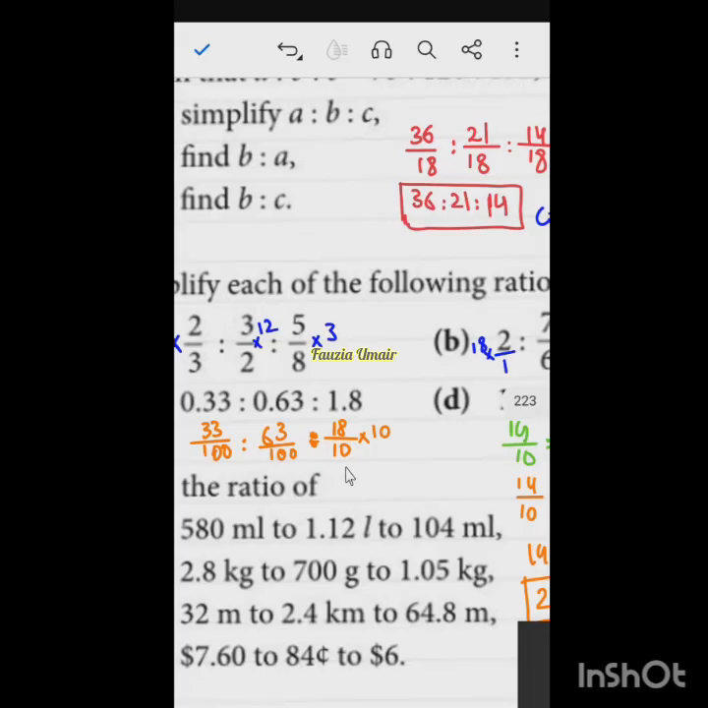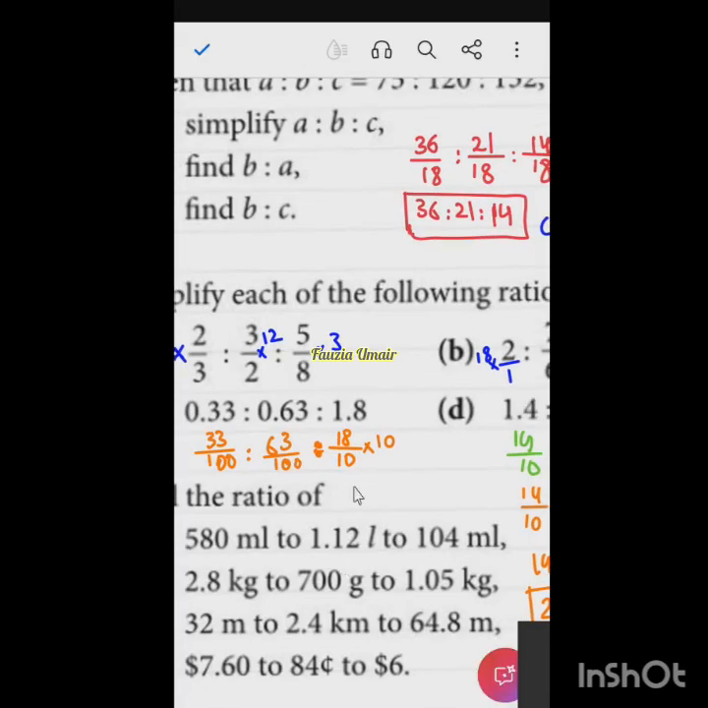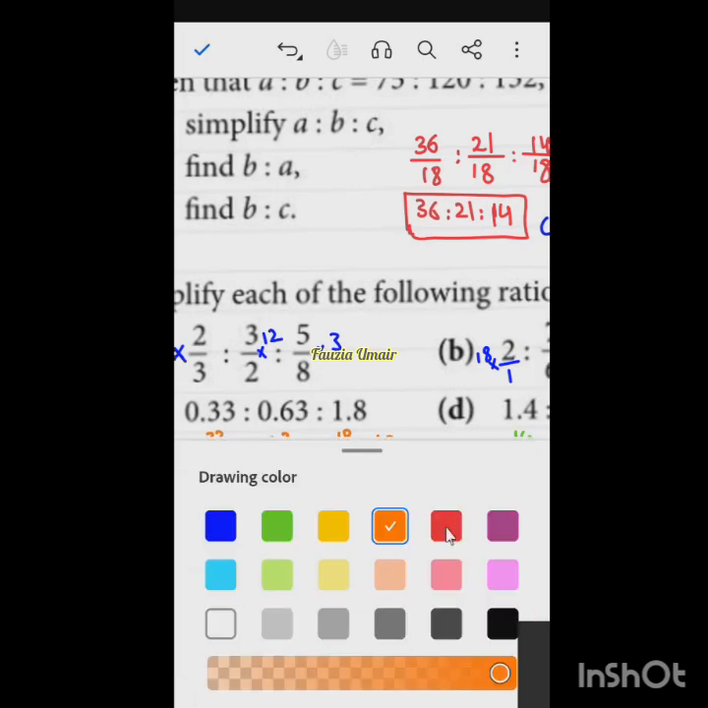This will be 33 by 100, 63 by 100, and 180 by 100. That's right. I'm skipping one step because space is less. So it will be 33 ratio 63 ratio 180. The 100 got cancelled, right? Yes, ma'am. So can I divide with any number? All three of them.